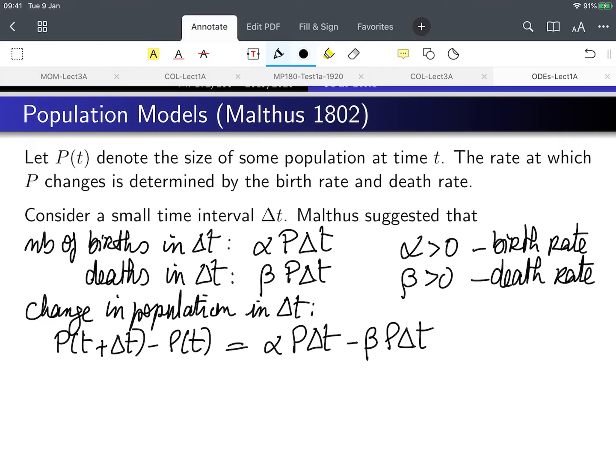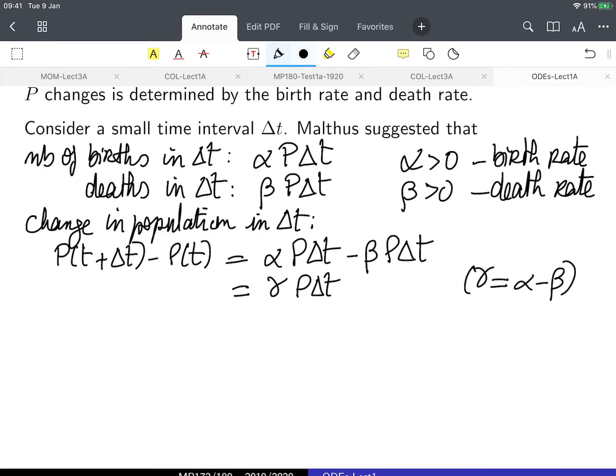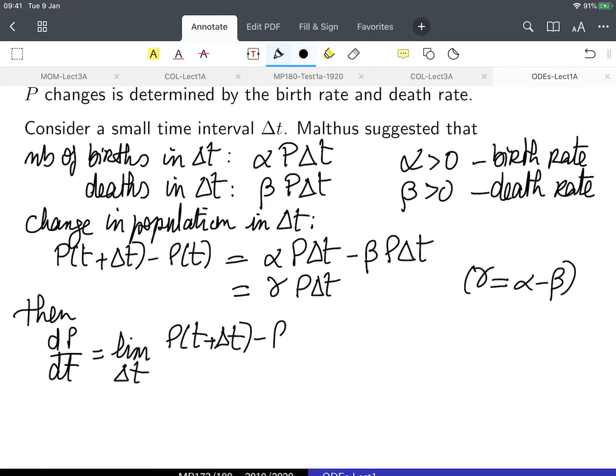Here I can see I have a common term, so I'm just going to call this gamma, where gamma is alpha minus beta. Now I can see something coming along, because I have p. I can link that to the derivative. If I were to compute the derivative from first principles, it's the limit of p of t plus delta t minus p of t, divided by delta t. That's the definition of the derivative.